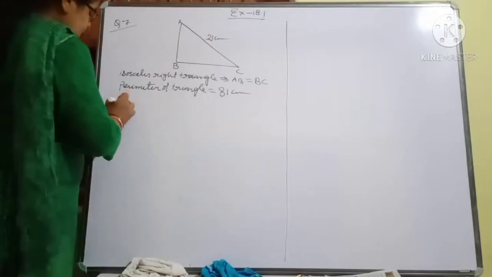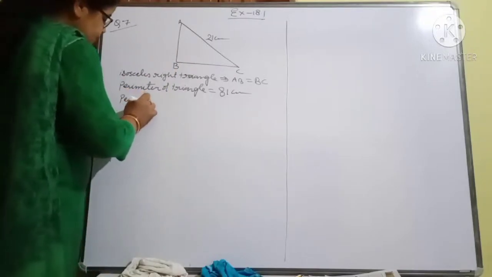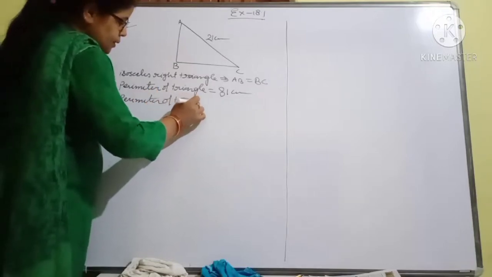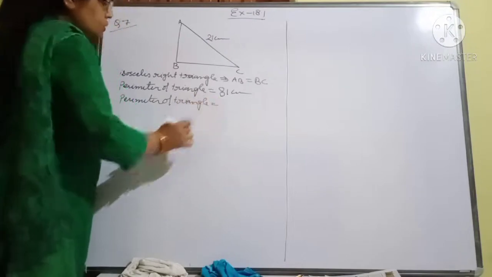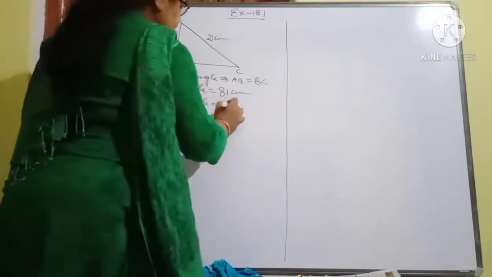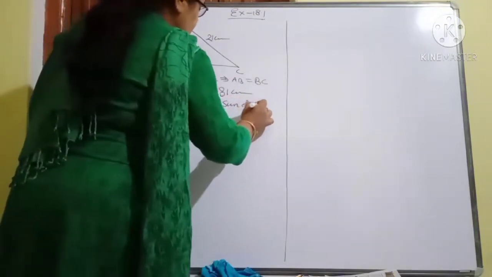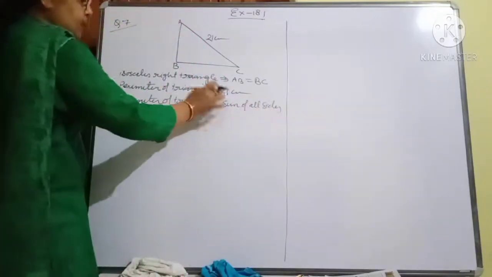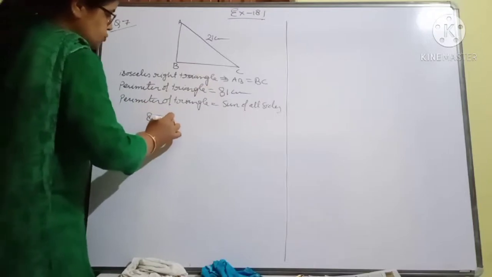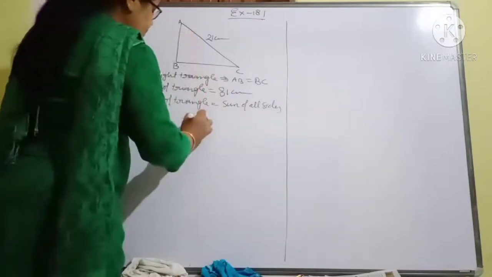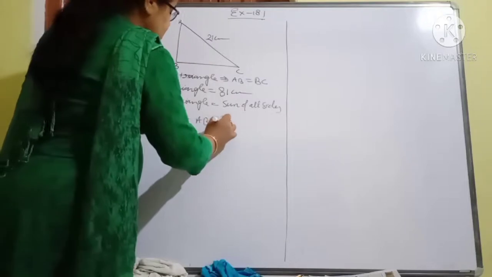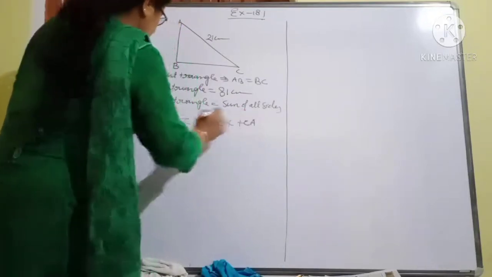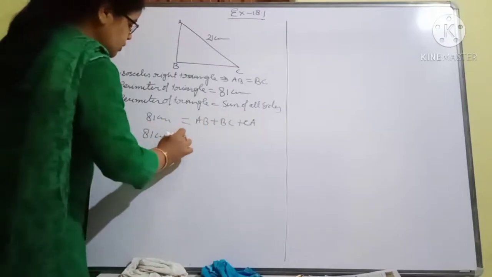See that perimeter of triangle is equal to the sum of all sides. Okay, so perimeter is how much you have been given? 81 centimeter is equal to the sum of all sides, meaning AB plus BC plus CA. Okay, so 81 centimeter is equal to AB.